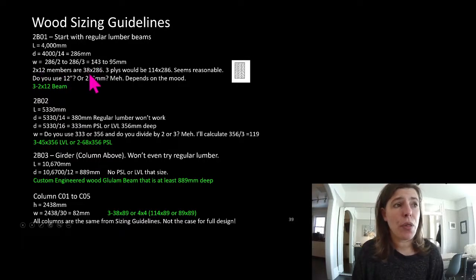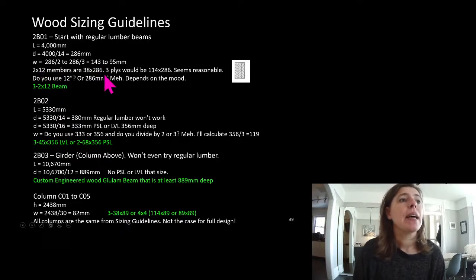Our 2x12s are 38 by 286. 3 plies would be 114 by 286. Now, this one did not have just one answer here. You can see that we wanted something at least 95 millimeters wide and up to probably around 143. Again, we do not know the final answer for this width, but we want to draw something that seems pretty reasonable. We know from the notes I gave you at the beginning that 2 ply is a minimum.